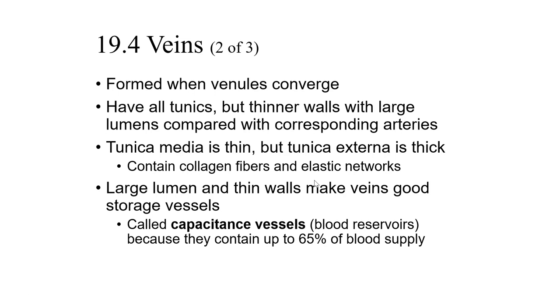They all have the layers, but would have thinner walls with large lumen compared with corresponding arteries. Now, the tunica media, the middle part, is very thin, but the tunica externa of a vein is thick and would contain collagen fiber and elastic network. The large lumen and thin walls make good storage vessels. Matter of fact, you call veins the capacitance vessel. They are actually blood reservoir, and they carry about 65% of our entire blood supply.